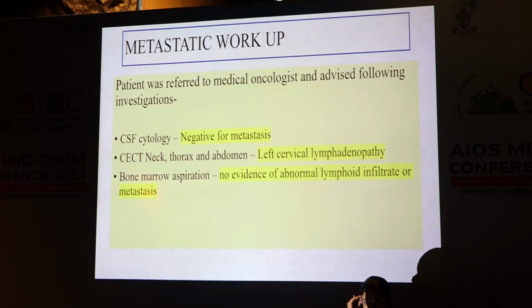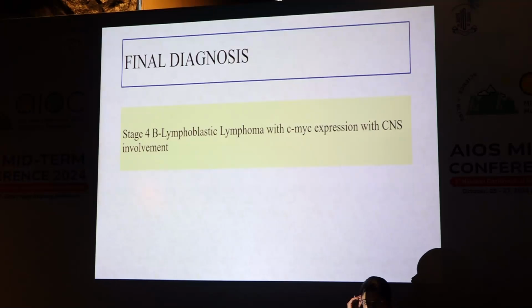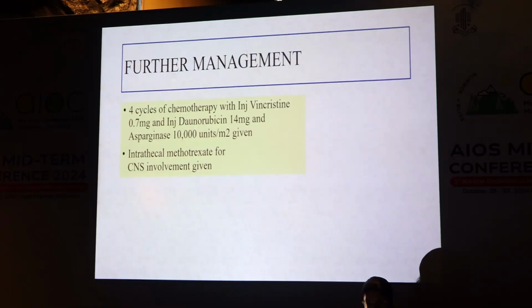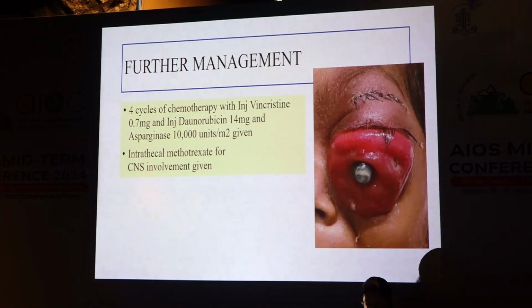Patient was referred to medical oncologist, and following metastatic workup was done. CSF cytology and bone marrow aspiration showed no evidence of metastasis. Left cervical lymphadenopathy was seen on CECT, and bicytopenia was also seen. So final diagnosis of stage 4 lymphoblastic lymphoma with c-MYC expression with CNS involvement was made. She was started on chemotherapy with injection vincristine, daunorubicin and asparaginase, and intrathecal methotrexate for CNS involvement was given.